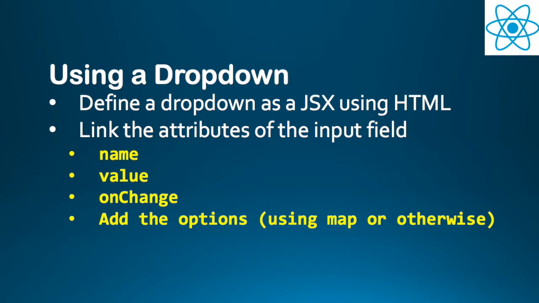So what's the process we will follow to use a dropdown? We will define a dropdown as JSX using HTML and then link the attributes of the input field: the name, the value, on change, and add the options. Within the select, we add all the options using map or otherwise. These are the basic steps to create a dropdown. So let's look at an example of how we will do it.